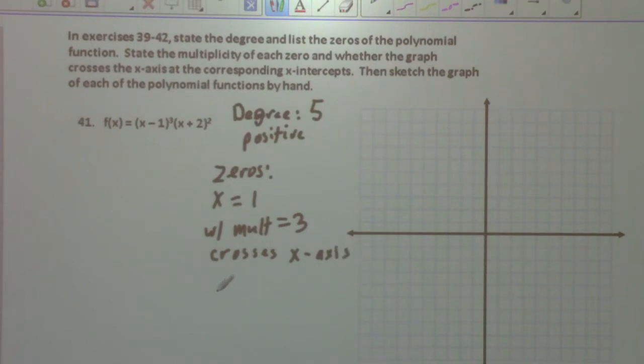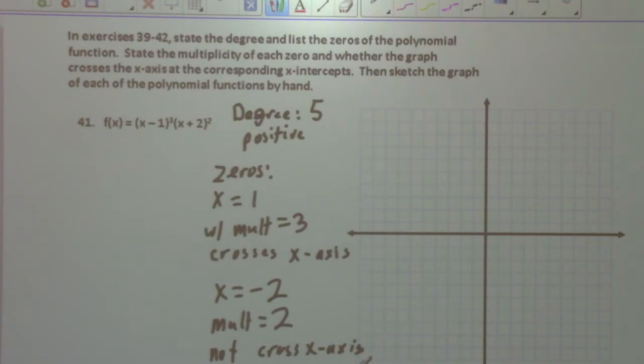Okay, and then where's another zero? x equals -2. Okay, and what is our multiplicity of this? 2. So multiplicity equals 2. Is this going to cross or not? No. It does not cross the x-axis. So that's all of the things it asked for.